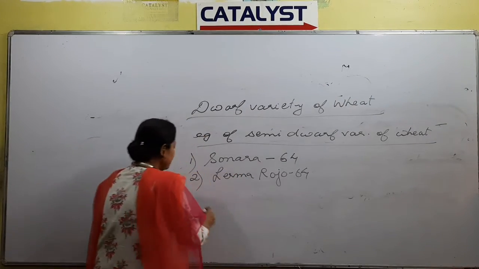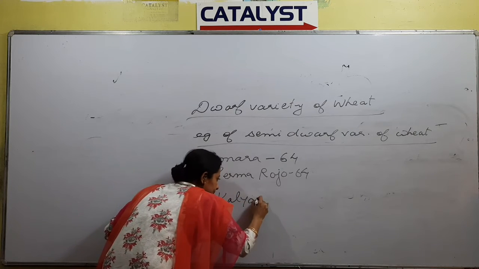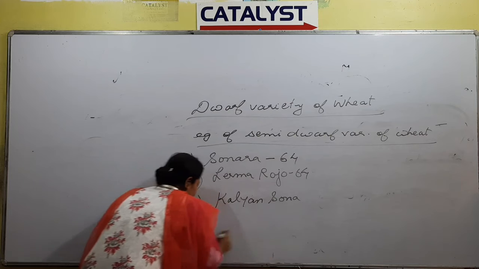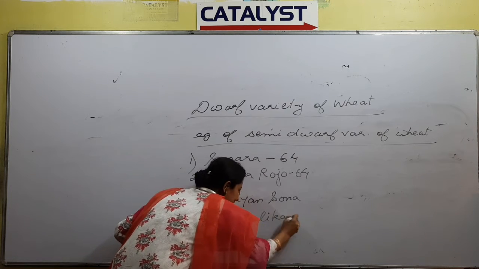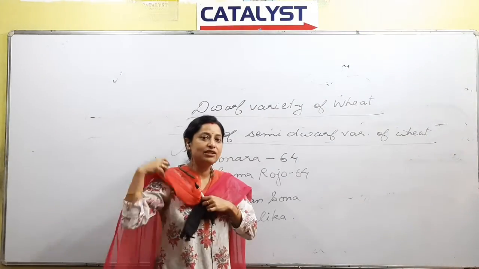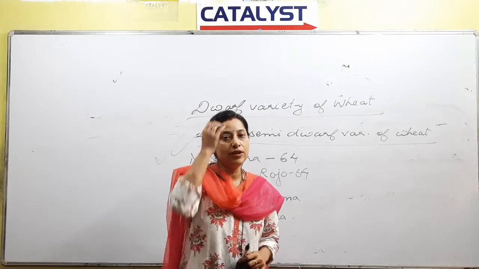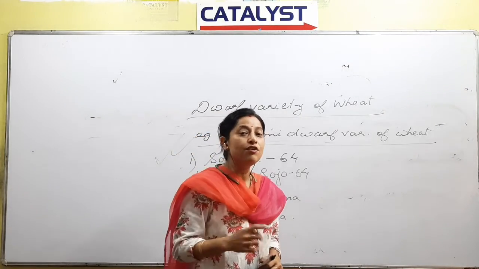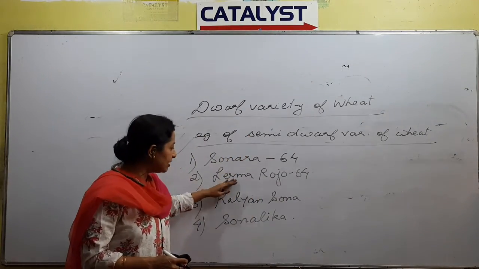We had certain examples called Kalyan Sona. The fourth example could be Sonalika. So these are examples of semi-dwarf variety of wheat. As I said, question 2 always comes like this. They ask you to identify the semi-dwarf variety of wheat and identify the semi-dwarf variety of rice. So you have to remember the names Sonara 64, Lerma Rojo, Kalyan Sona or Sonalika.